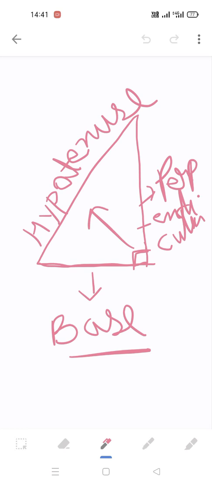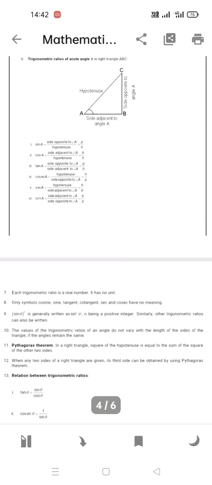The side opposite to the acute angle will be your perpendicular, and the side that is adjacent to it is known as the base. The side opposite to the right angle will be your hypotenuse. In short, you can call it hypo. Don't call it hippo, okay? Hypo. Let's move on further.